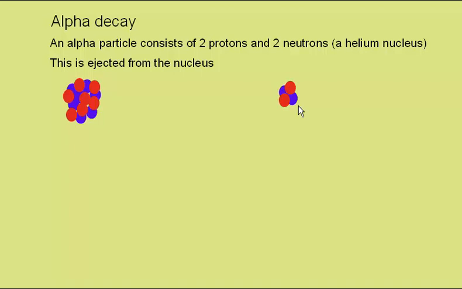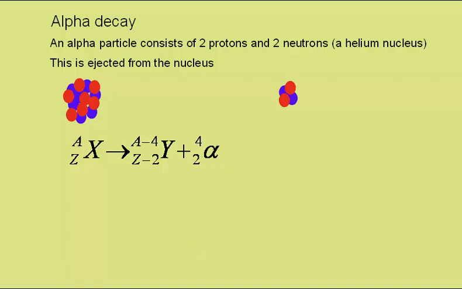Looking at the general equation for this decay, we have the parent X, which has got proton number Z and nucleon number A, becoming daughter Y. The proton number will drop by 2 because the alpha particle has 2 protons. The nucleon number drops by 4 because the alpha particle contains 4 nucleons. And we also have the alpha particle with 2 protons, 4 nucleons.